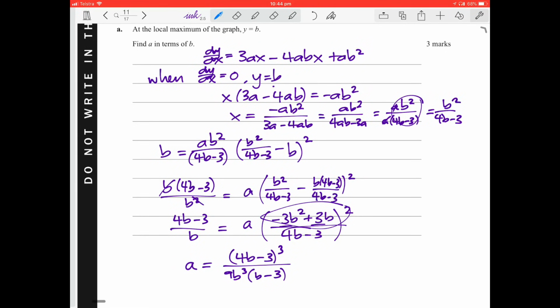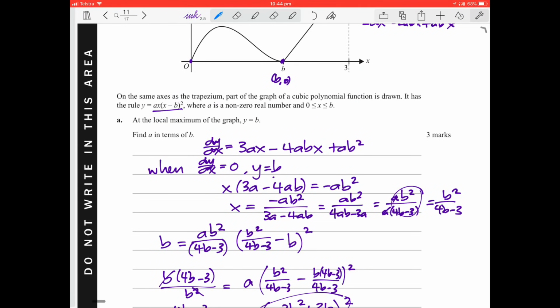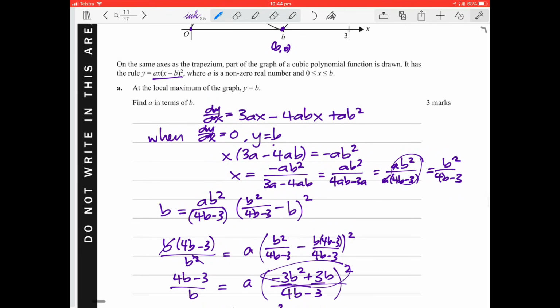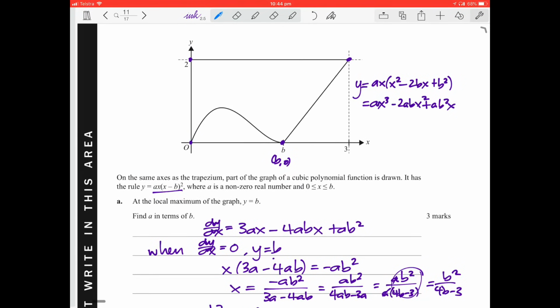Okay, what have we stuffed up back here? When dy/dx equals 0, y equals b. Local maximum of the graph, y equals b. So we got dy/dx, if I expanded it correctly, a x (x squared minus 2bx plus b squared). Ax cubed minus 2ab x squared plus ab squared x. When I derive that, I get 3ax squared.